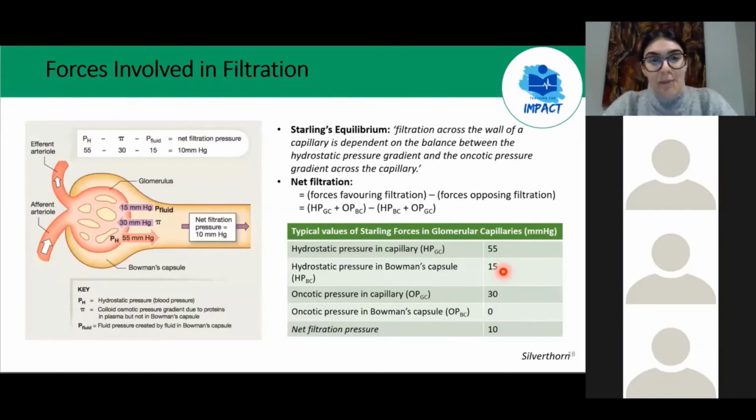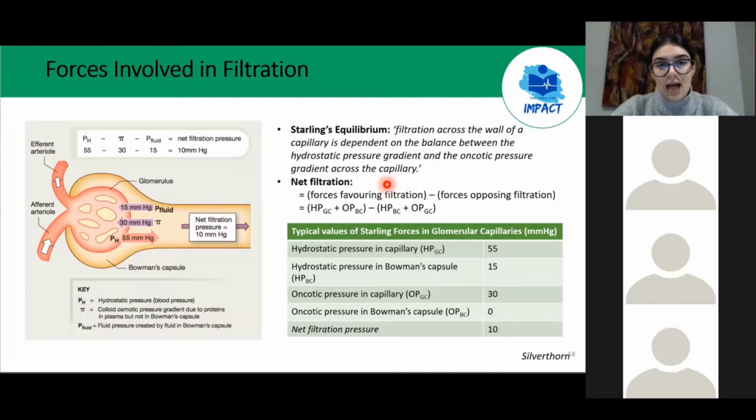All right, time for some numbers. There are some forces involved in filtration that you have to know about, and you might have come across this in cardiology, but this is the concept of Starling's equilibrium. A little bit different to Starling's forces, but kind of the same guy, similar physicsy concept. Basically, filtration across the wall of the capillary is dependent on the balance between the hydrostatic pressure gradient and the oncotic pressure gradient across the capillary.